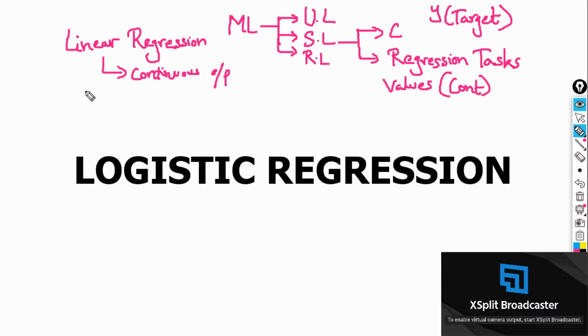So the relation between the inputs and the output, the independent and the dependent variable, will be linear. The equation is similar to the equation of a straight line, y equals mx plus c, and it works on the OLS method, ordinary least squares, where the main objective is to minimize the error, y minus y cap. This is something important and we have already covered it in our previous sessions.